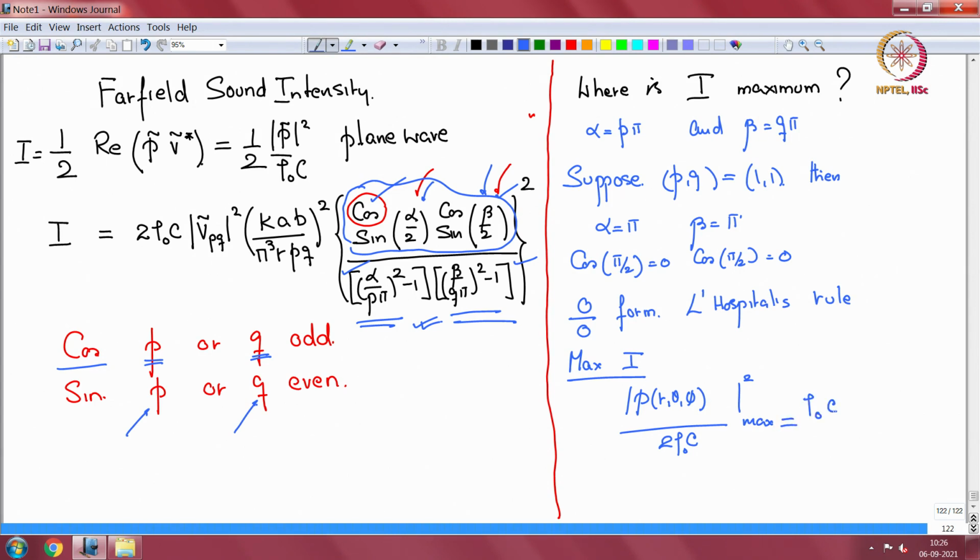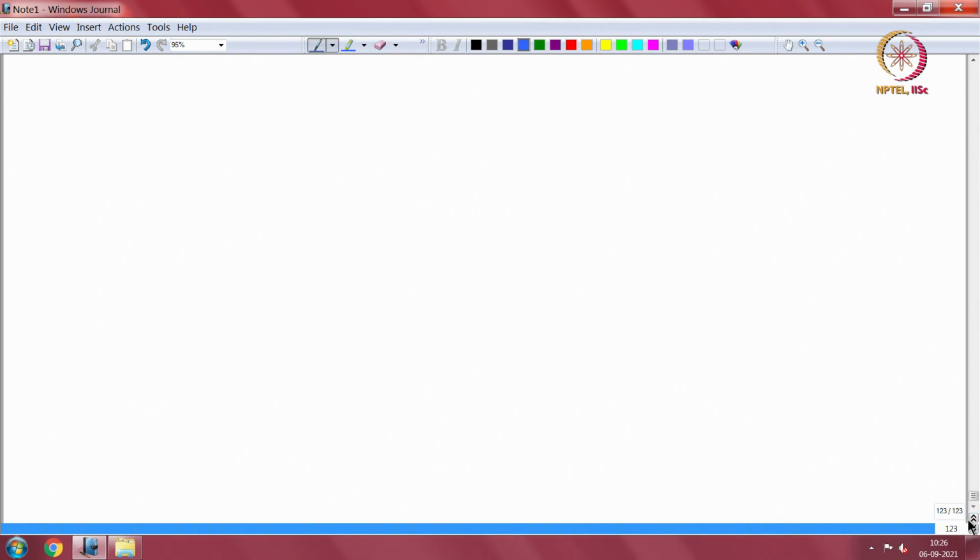rho 0 c magnitude b tilde pq square by 2, k a b by 8 pi r, whole square. That is the maximum value. Now this is a time averaged value, and therefore there is no time in it. There is only space, which means distance and angles, and frequency.